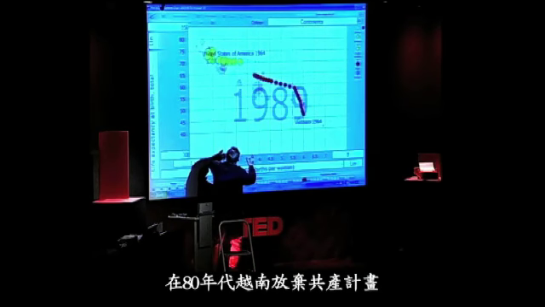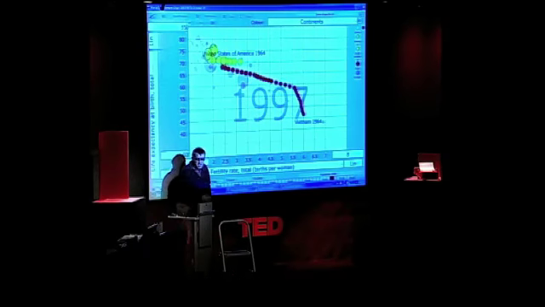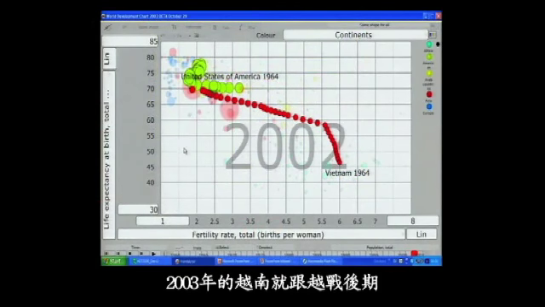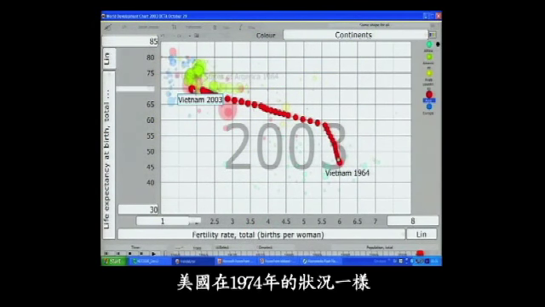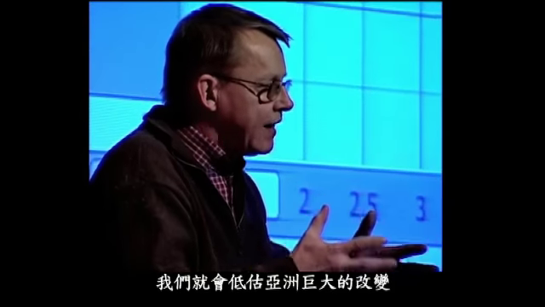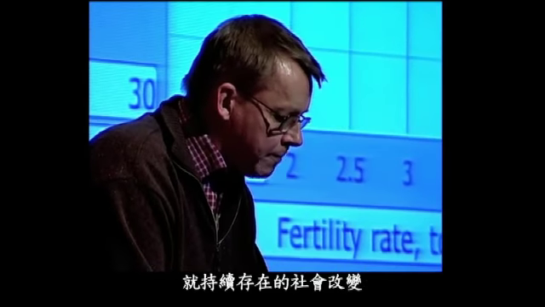And in the 80s now, they give up communist planning and they go for market economy, and it moves faster even than social life. And today we have in Vietnam the same life expectancy and the same family size here in Vietnam 2003 as in United States 1974 by the end of the war. I think we all, if we don't look in the data, we underestimate the tremendous change in Asia, which was in social change before we saw the economical change.